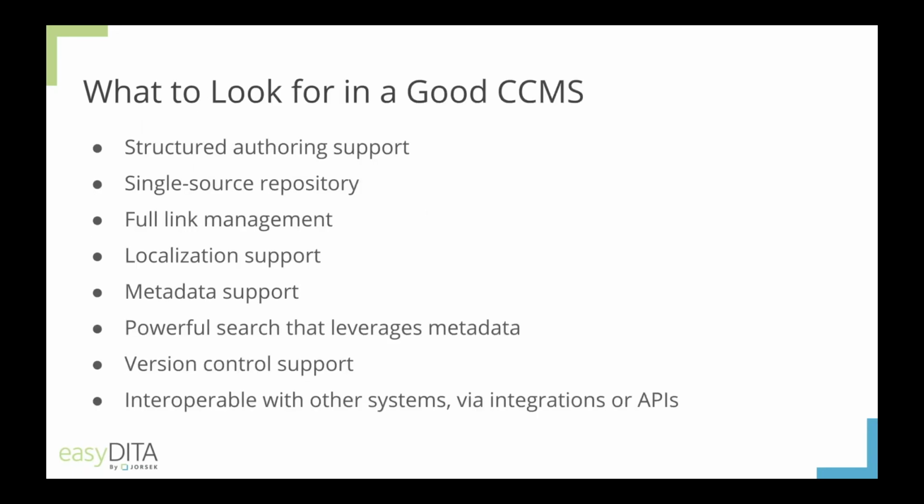Okay, so a quick list of things to look for. Again, these are all things we've mentioned throughout this presentation, but here's a quick list for you to get down. So feel free to screenshot this or whatever you'd like to do. Look for structured authoring support. Single source repository, I'm not sure that there's a quality CCMS that isn't that, but keep that one in mind.